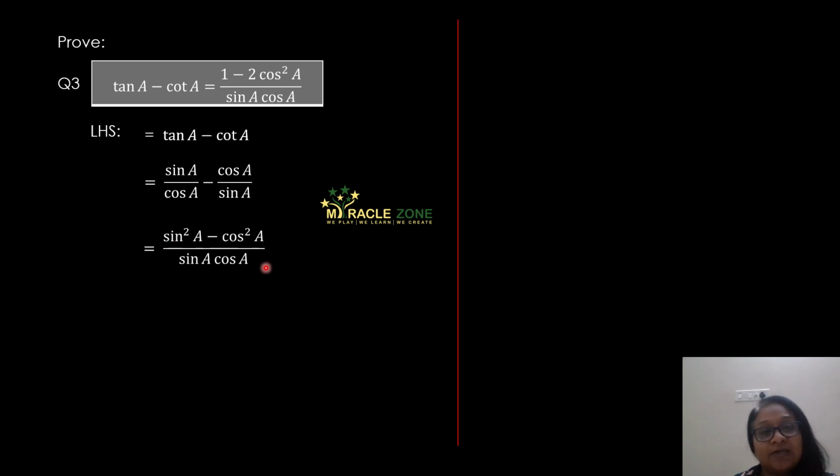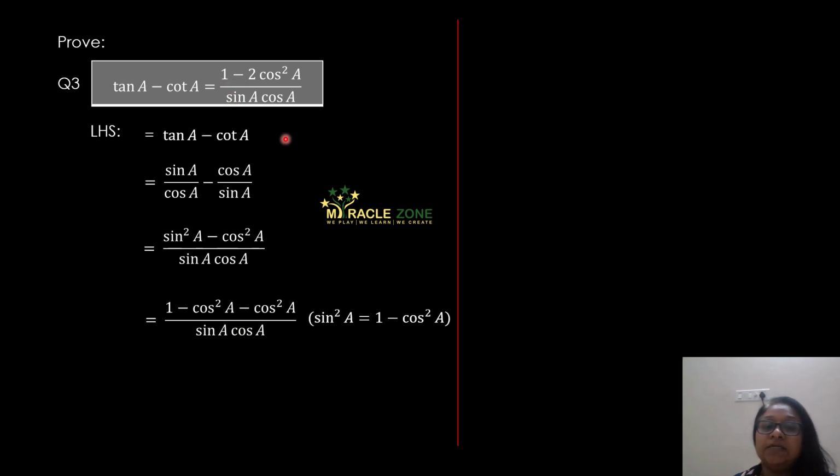Is sin square A minus cos square A is 1? No, sin square A plus cos square A is 1. So sin square A is nothing but 1 minus cos square A. So instead of sin square A, we can write it as 1 minus cos square A minus the second cos square A, the whole divided by sin A cos A. What is minus cos square A minus cos square A? Both are minus, so you need to add and put the symbol minus. So minus 2 cos square A. So the answer is (1 minus 2 cos square A) by sin A cos A. Hence proved, RHS.